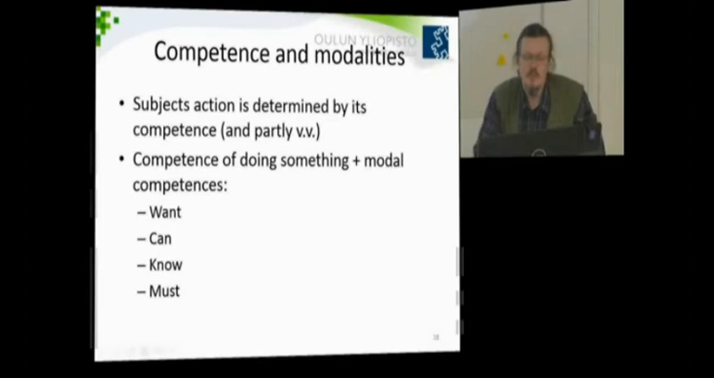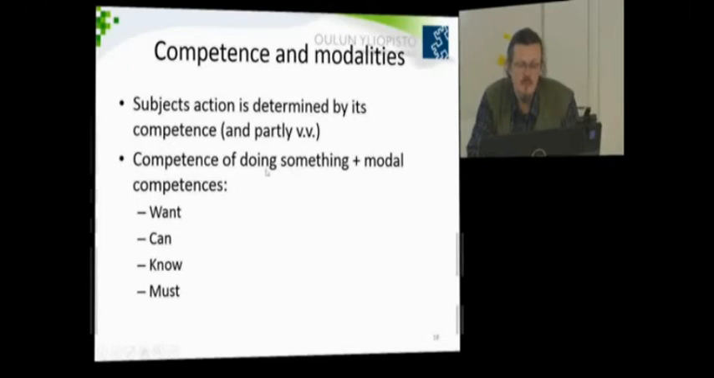Greimas discriminates between the proper or neutral or so-called semantic competence of doing something, like the competence of riding a bicycle, or competence to sing, or competence to write, and so on. And always connected to this neutral competence, there are the modal competencies. And the modal competencies are depicted in natural languages by so-called modal verbs. In English, they are want, can, know, and must.